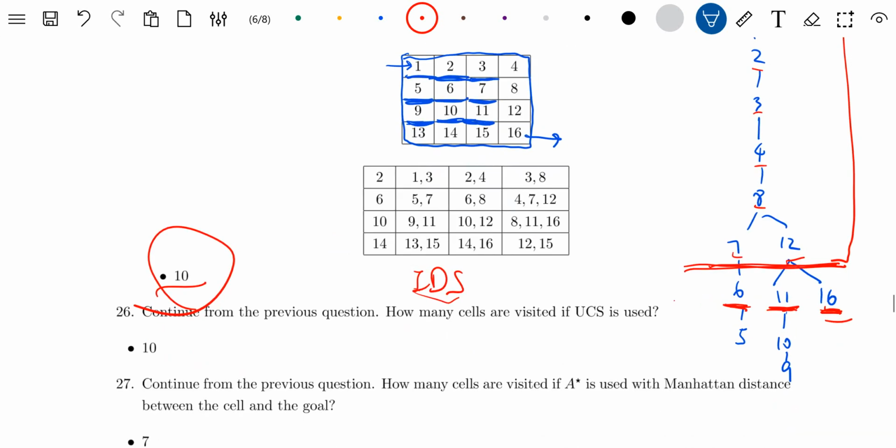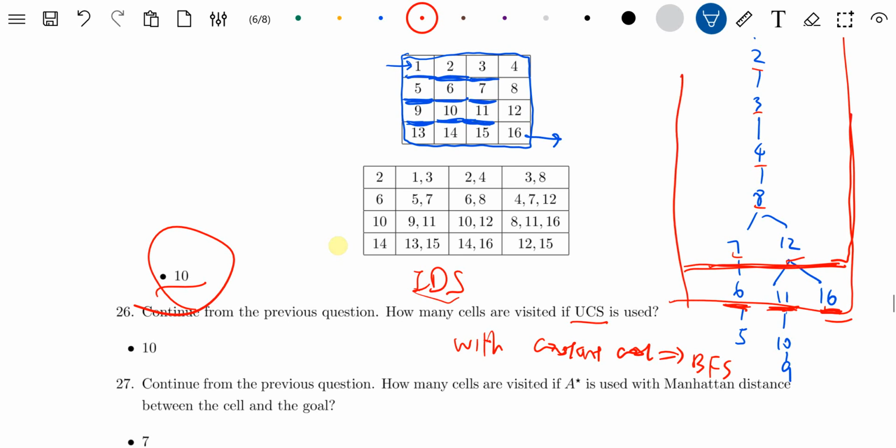And let's continue with UCS. So UCS with uniform, let's not call it uniform cost, with constant cost is the same as BFS. So in BFS, we just search it level by level. So we actually need to search all of these for exactly the same reason. So that's why it's also 10.